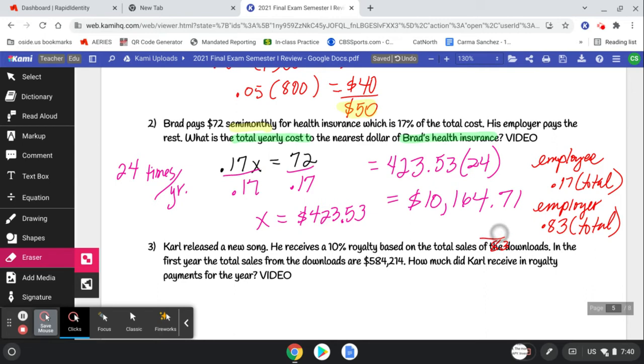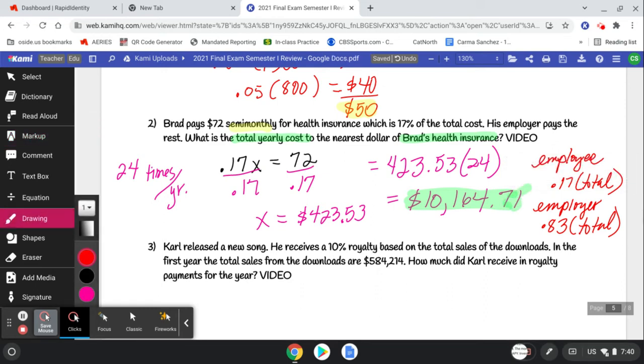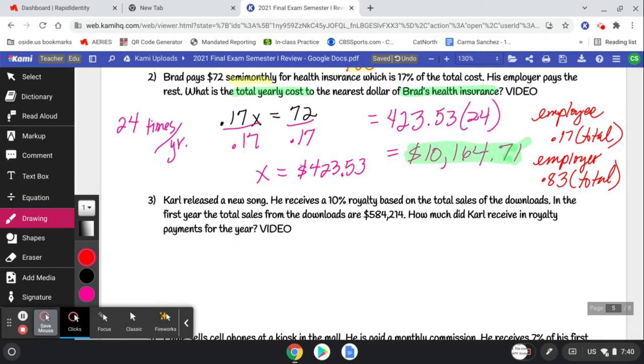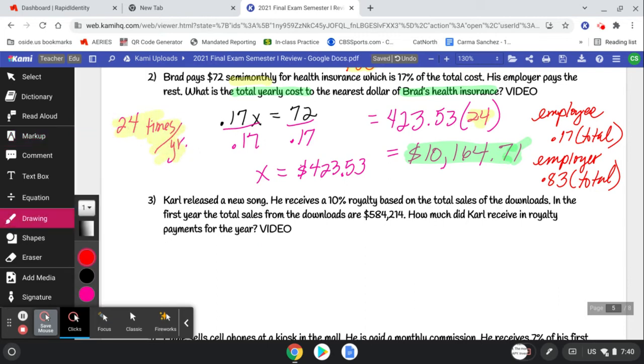And so if we ask you for the total cost, you're done. If we ask you for the employee's cost, you have to multiply by the smaller number. And if we ask you for the employer's cost, you have to multiply by the bigger number. The other just-be-careful trick on this is that this time it was semi-monthly, so it was a 24. If it's bi-weekly, it's going to be 26. If it's weekly, it's going to be 52. So just keep in mind whatever word they use there. That's the trick on that one.